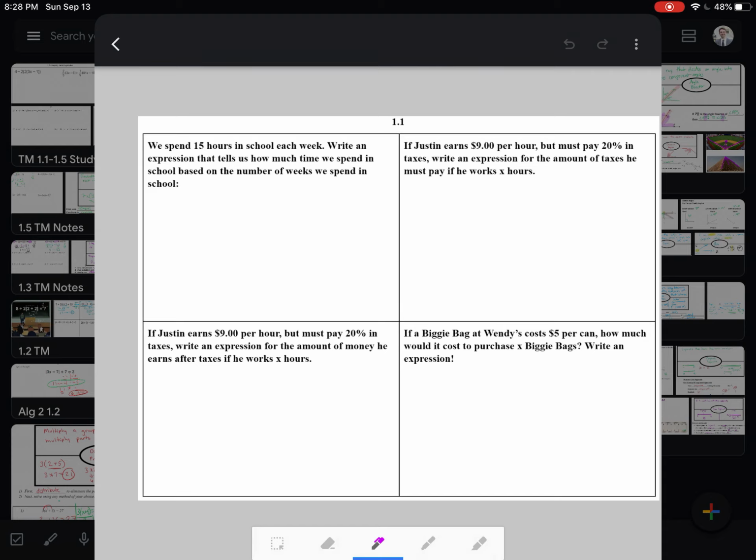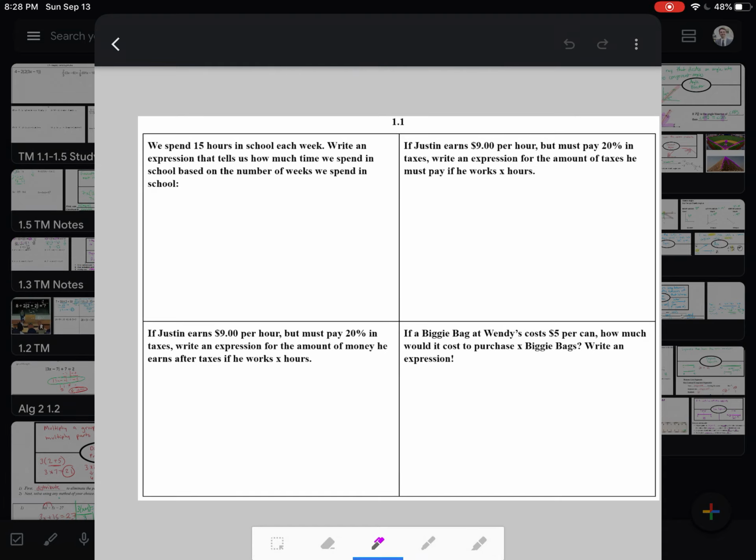So we're going to start off in 1.1, and this was just kind of taking us back to writing some expressions from word problems and real-world situations. So I'm just going to do one of these, and if you have any questions going forward, just feel free to reach out, email, text, any of those things. I'll be here for you.